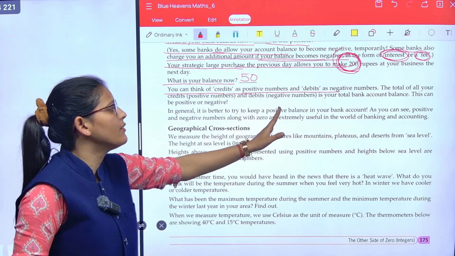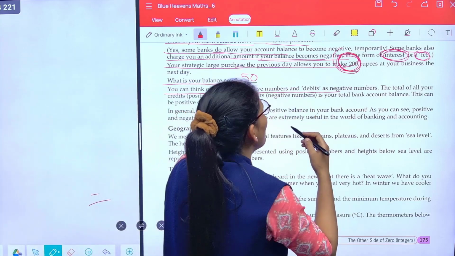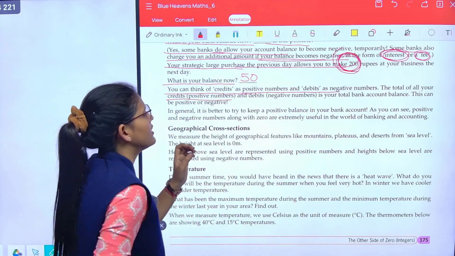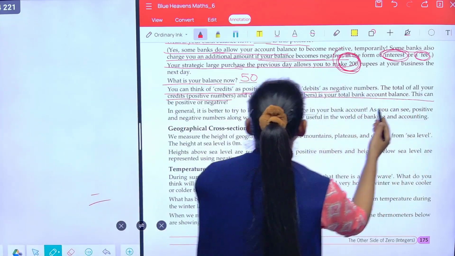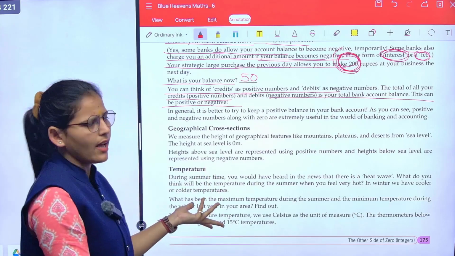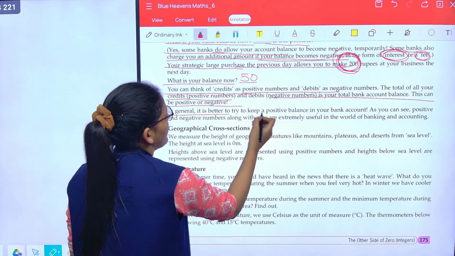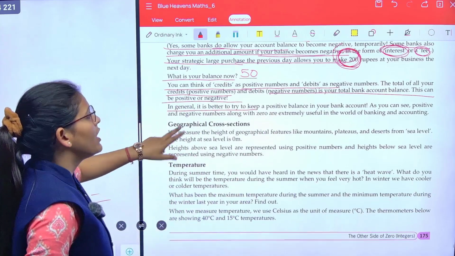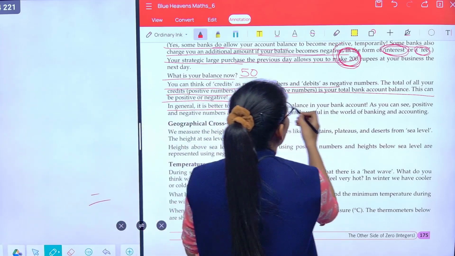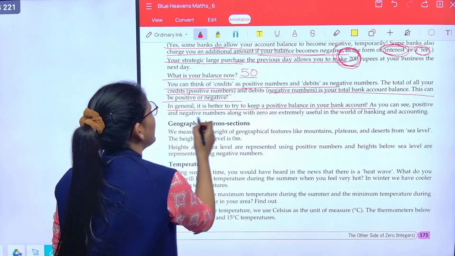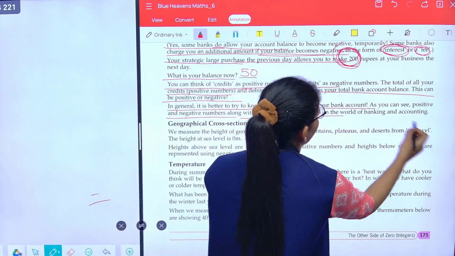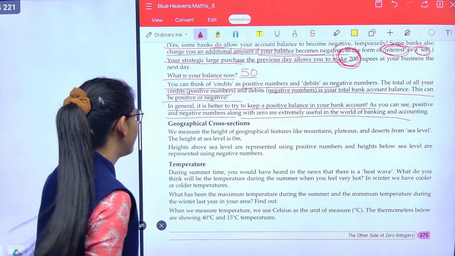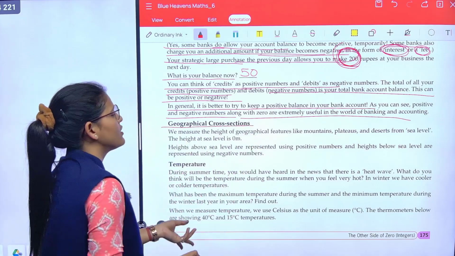Credit means positive and debit means negative. The total of your credited positive numbers and debited negative numbers is your total bank account balance. This can be positive or negative, class. In general, it is better to try to keep a positive balance in your bank account. As you can see, positive and negative numbers along with zero are extremely useful in the world of renting and counting.